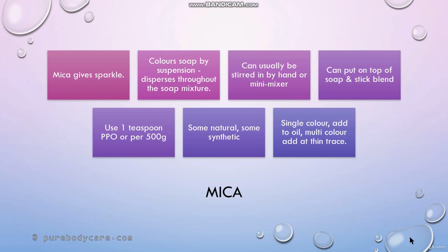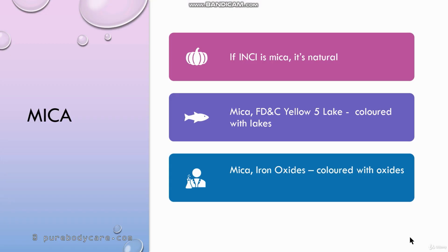For a single color, you can add your mica directly to the oils. For multiple colors, add at a thin trace. You can use it direct into your soap as the powder. Use 1 teaspoon of colour with 1 tablespoon of oil. If you use the powder, dump it on the top of your batter, push down and pulse with your stick blender. Some micas are natural and some are synthetic.